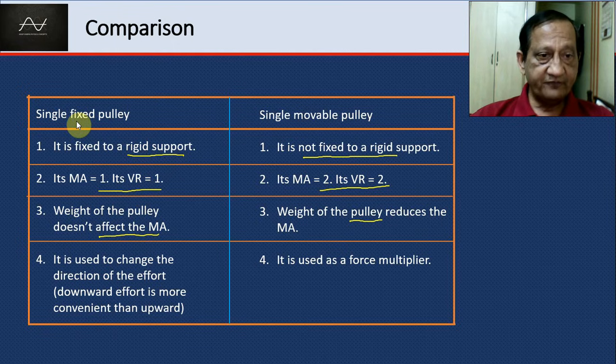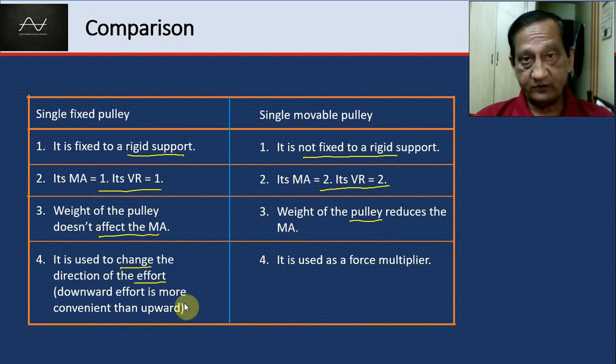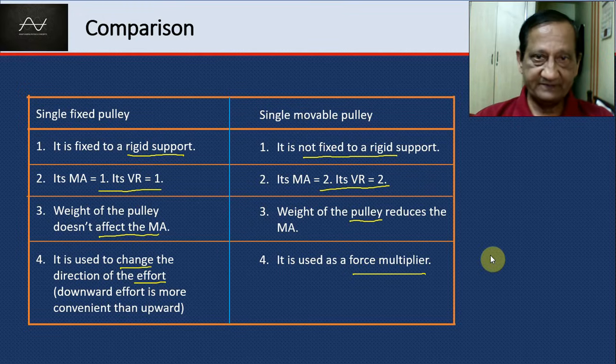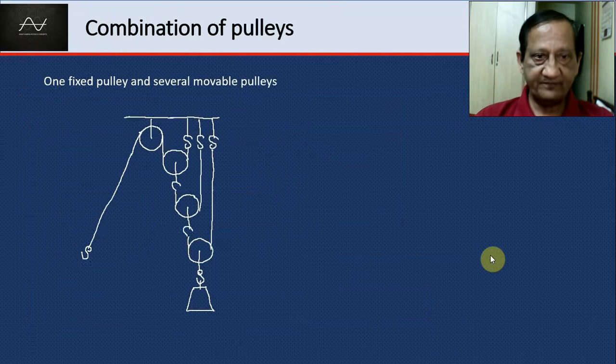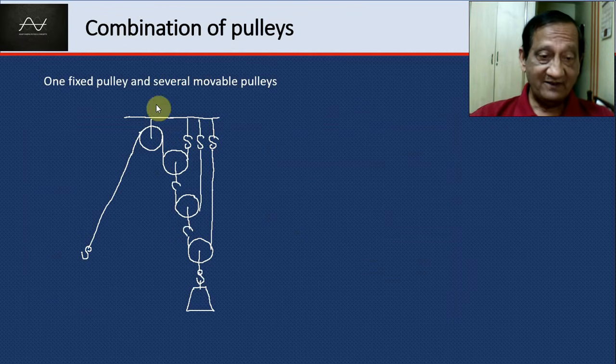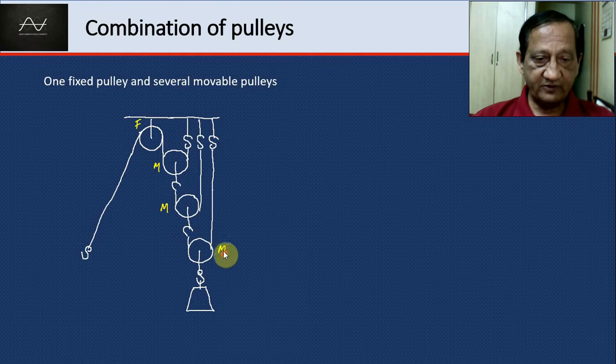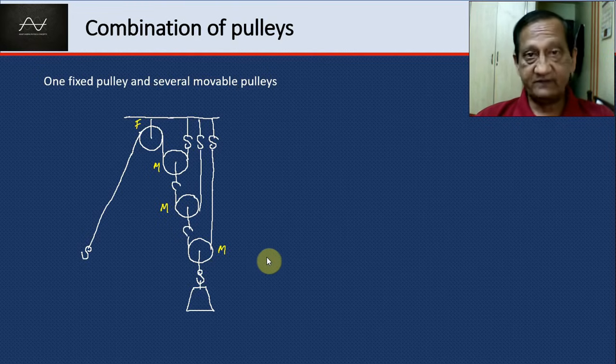The single fixed pulley's function is to change the direction of the effort in a downward direction, which is more convenient, whereas the function of a single movable pulley is to act as a force multiplier. That's a comparison. Now we can put many movable pulleys. This is a fixed pulley. This is a movable pulley. This is a movable pulley. This is also a movable pulley. 3 movable pulleys and 1 fixed pulley. What is the mechanical advantage of this system?